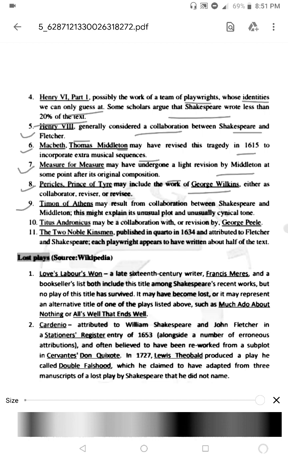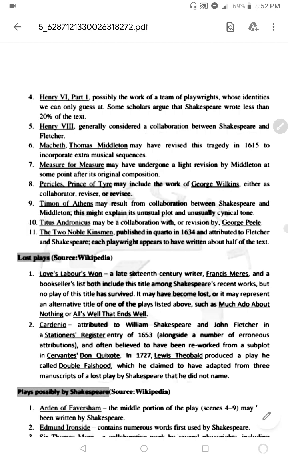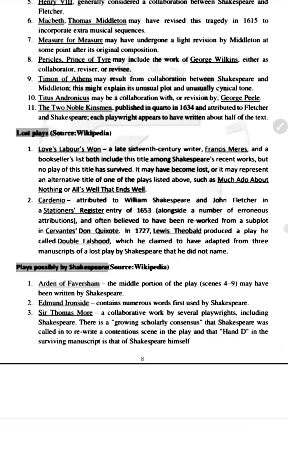Timon of Athens may result from collaboration between Shakespeare and Middleton. This might explain its unusual plot and usually cynical tone. Titus Andronicus may be a collaboration or revision of George Peele. The Two Noble Kinsmen, published in Quarto in 1634 and attributed to Fletcher and Shakespeare. Each playwright appears to have written about half of the text. So these are some works which can be said to be written by Shakespeare and some other novelists.